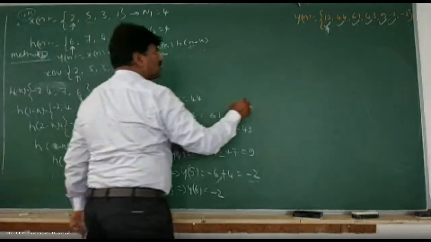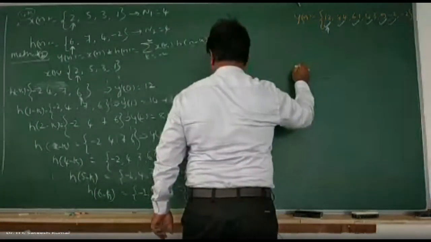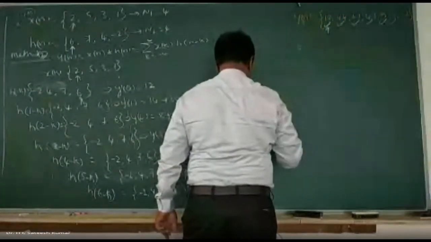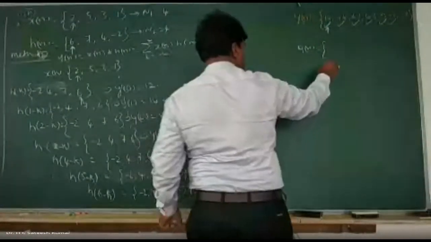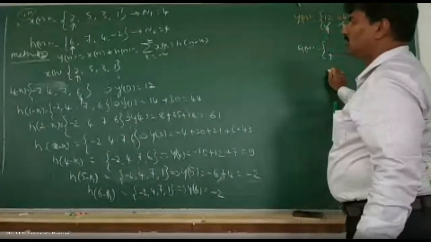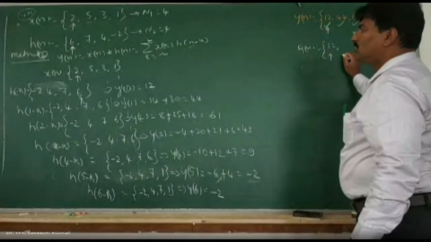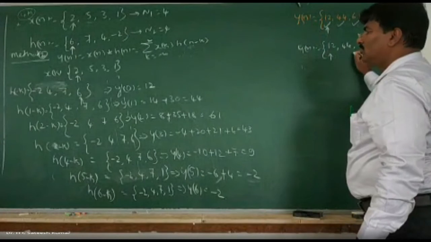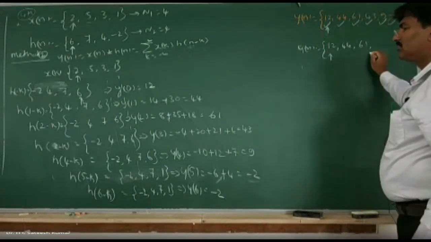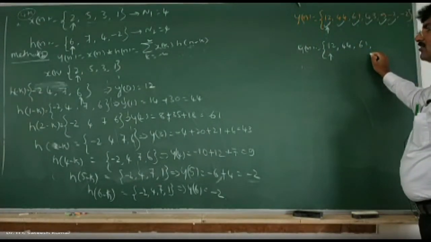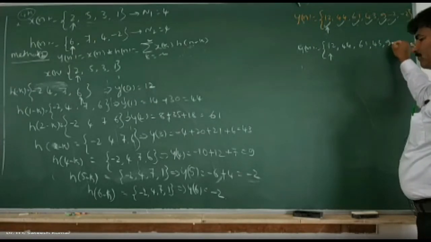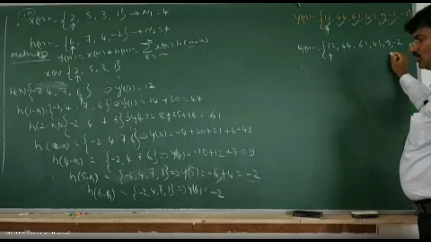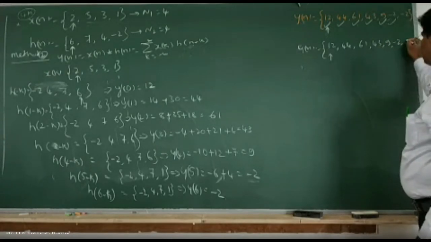So therefore, what is that we have? Y of n is equal to, same thing we got now. Y of n is equal to, 0th value. Y of 0 is what? 12. Y of 1, 44. Y of 2, 61. Y of 3 is 43. Y of 4, 9. Y of 5, minus 2. Y of 6, minus 2. That's how we should do it now.